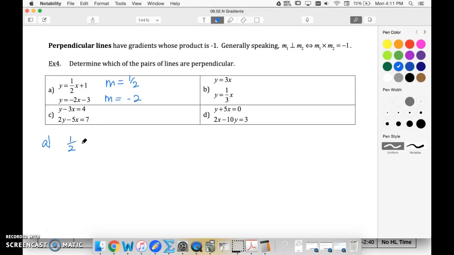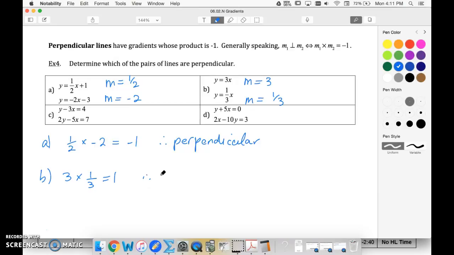So I can see that 1/2 times -2 equals -1. That means that those two lines must be perpendicular to each other. All right, slope of 3, slope of 1/3. In this case, 3 times 1/3 is +1, therefore they are not perpendicular. So here's my symbol for perpendicular.